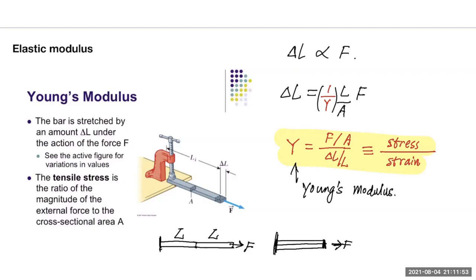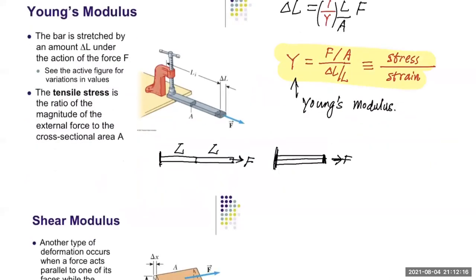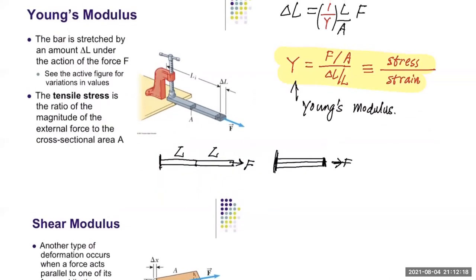What is the SI unit of Young's modulus? It's force over area divided by delta L over L. Delta L and L have the same unit, so there is no unit in the denominator. Therefore, the unit of Y in the SI system is just force over area, or Newton per meter squared. Newton per meter squared has another name.